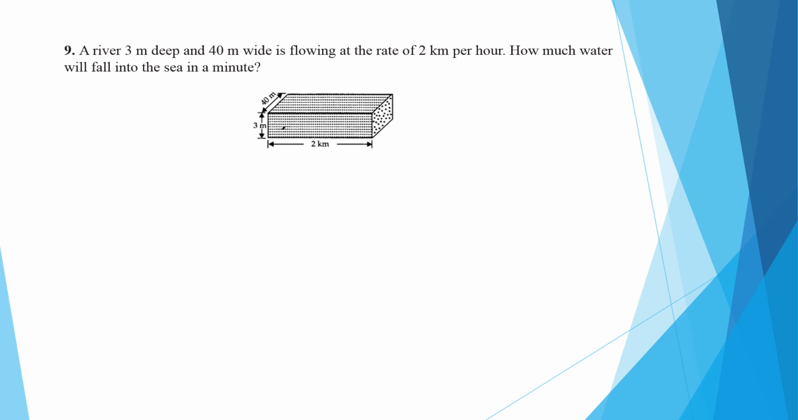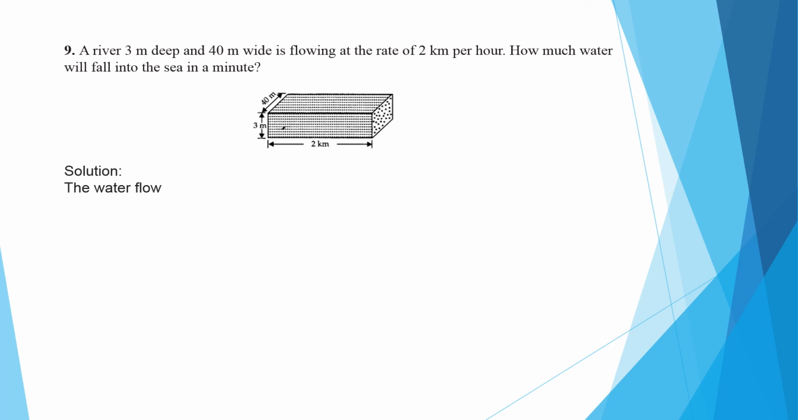Coming to next, it is question number 9. In this question, there is a river which is 3 meter deep and 40 meter wide, flowing at the rate of 2 km per hour. How much water will fall into the sea in a minute, that is in 1 minute? Here you can see the figure that I have taken.